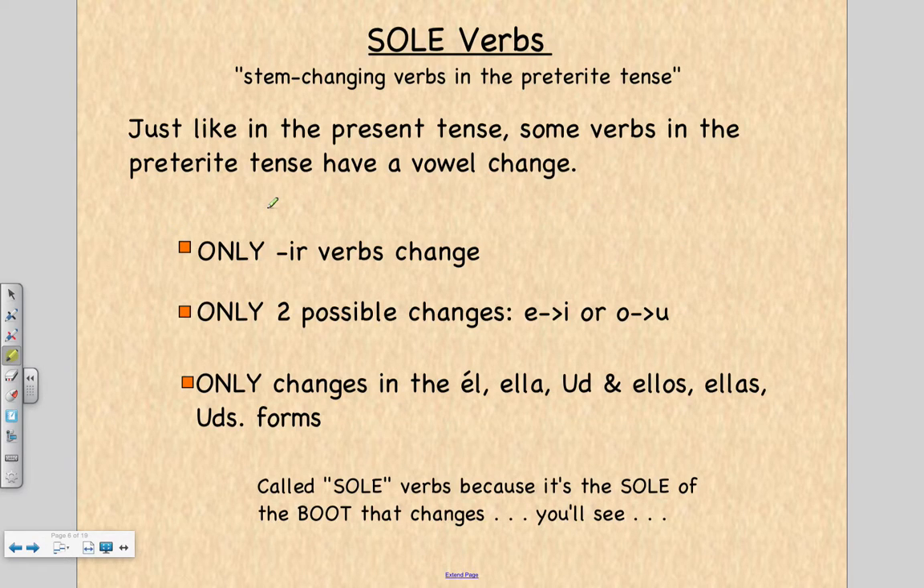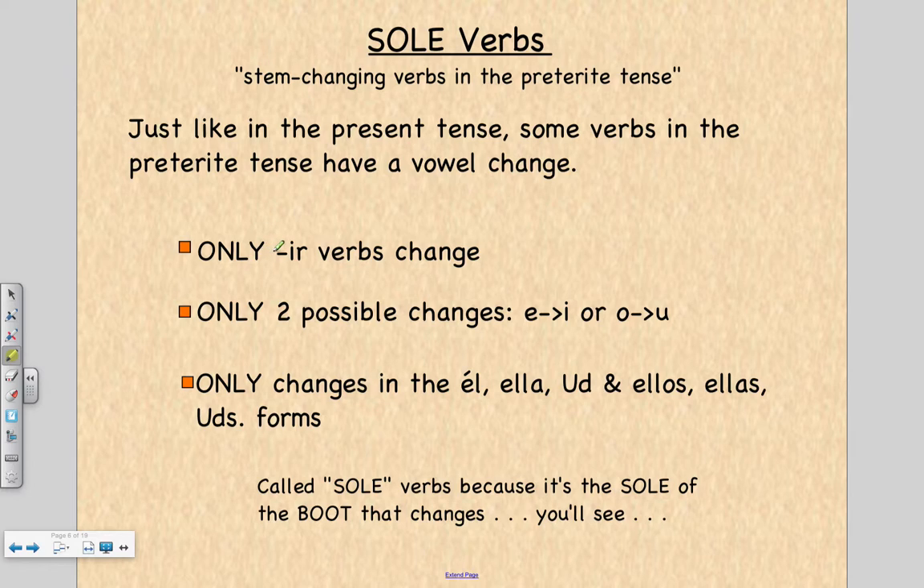Sole verbs, these are sole verbs. Had to know the song was coming. Sole verbs are just stem changing verbs in the preterite tense. In the present tense, we call them boot verbs. In the preterite tense, we call them sole verbs. Why? Because the sole of a boot is the bottom. So in sole verbs, it's the bottom of the boot that's changing, which would be the él and the ellos forms.